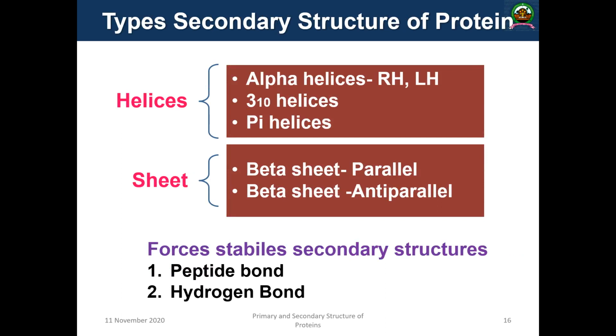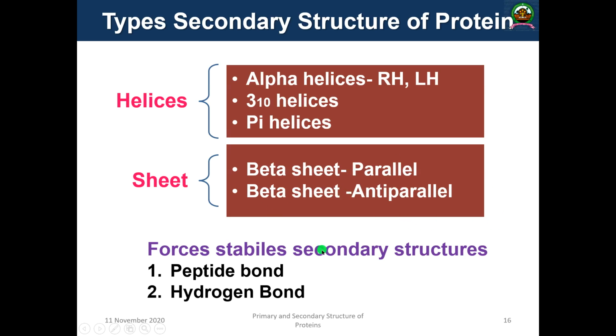And the secondary structure of proteins can be classified into two groups: regular secondary structure and irregular secondary structures. Irregular secondary structures are known as super secondary structure. Regular secondary structures are helices and sheets. The helices are alpha helices. Okay, there are two types depending upon the screw sense: right-handed alpha helices and left-handed alpha helices. Then 3-10 helices, then pi helices. Then the sheets are beta sheets. There are two types: parallel beta sheet and anti-parallel beta sheet.